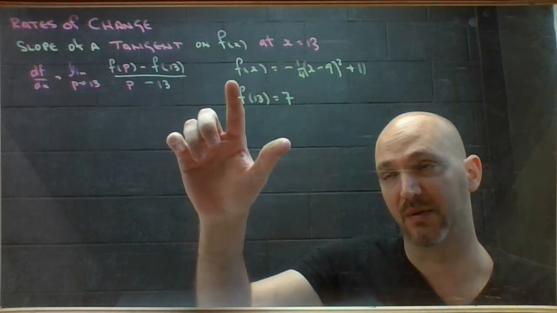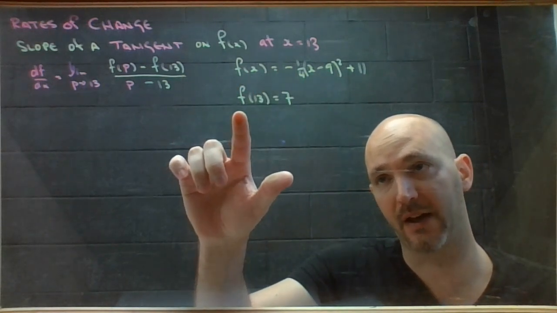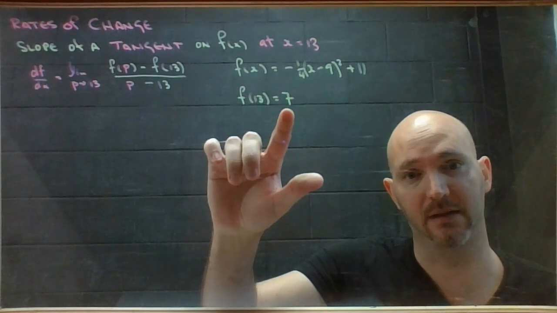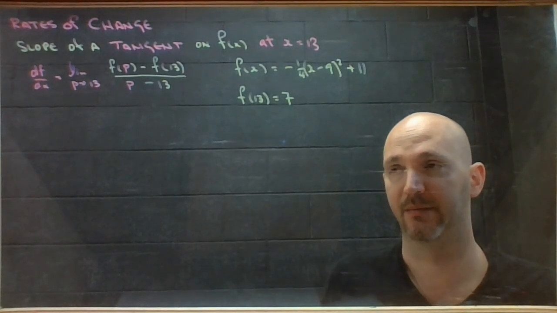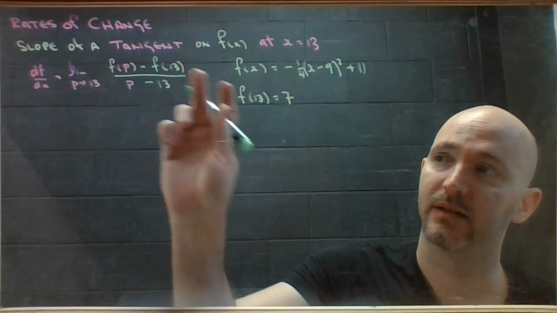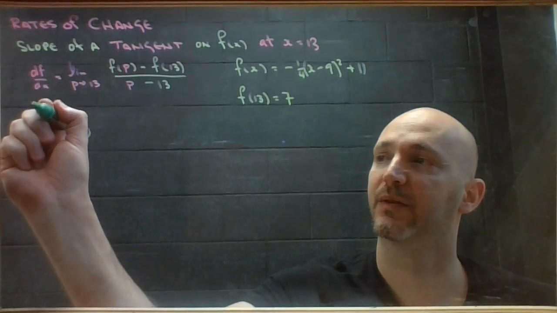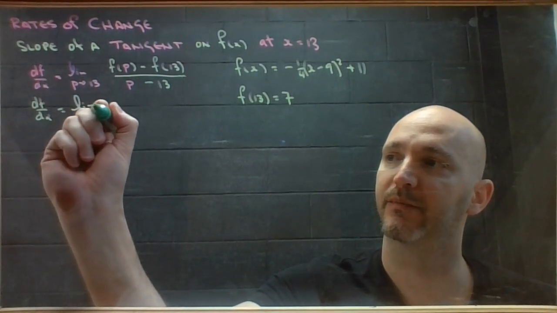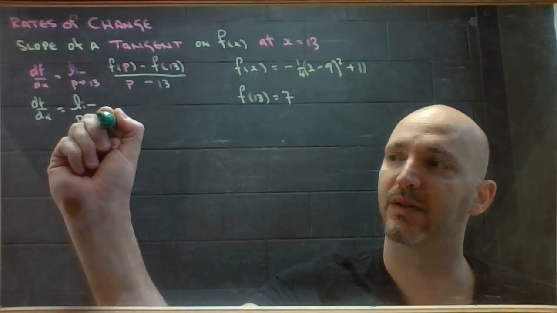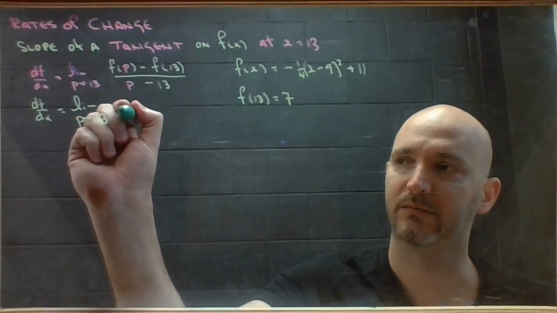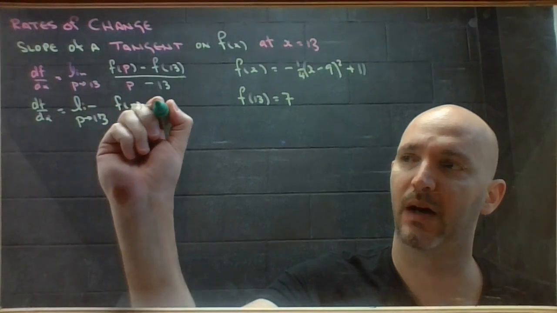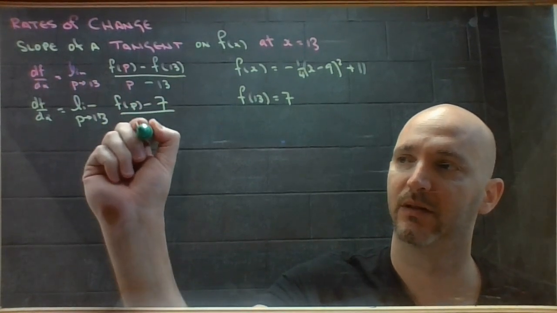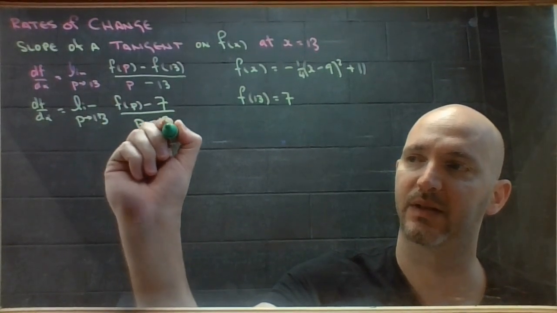This was the function I was working with, and I had already evaluated the function at 13 to give me a value of 7. So I'm going to put that into my slope expression. So df/dx is the limit as p goes to 13 of the function at p minus 7 over p minus 13.